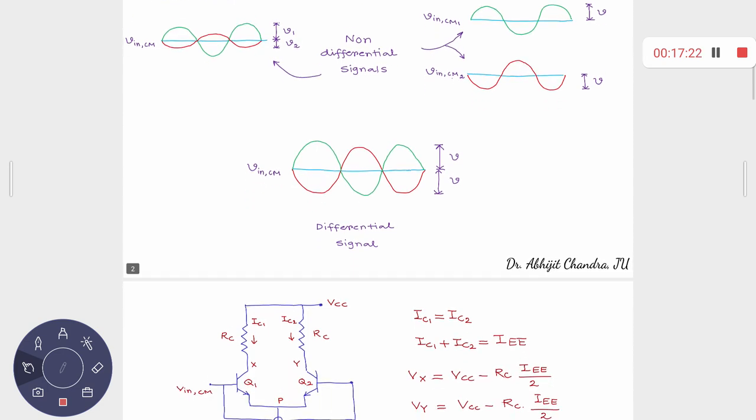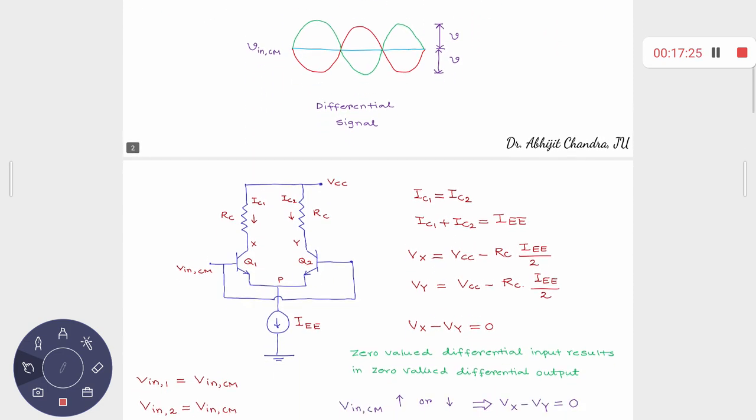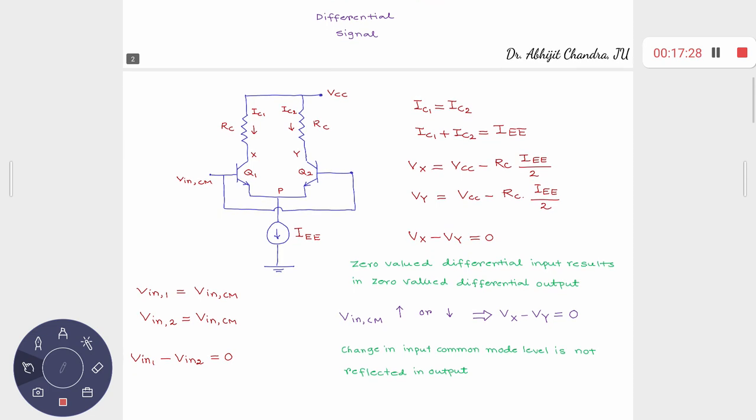So let's consider this particular amplifier. Forget about the right hand side. Just consider this part. Are you familiar with this kind of amplifier? This is my input, and this is the output. Are you aware of this? This is a common emitter amplifier.